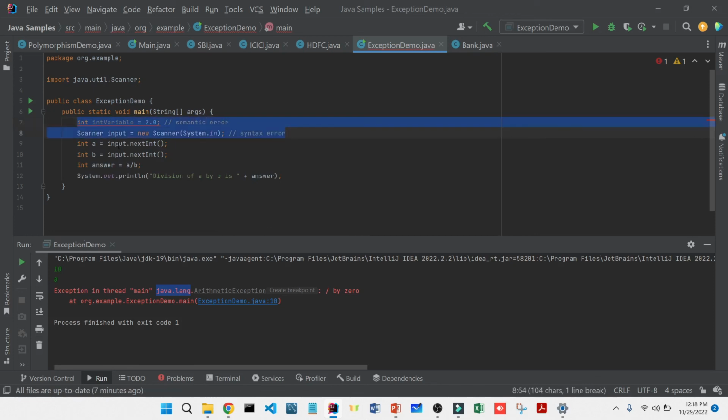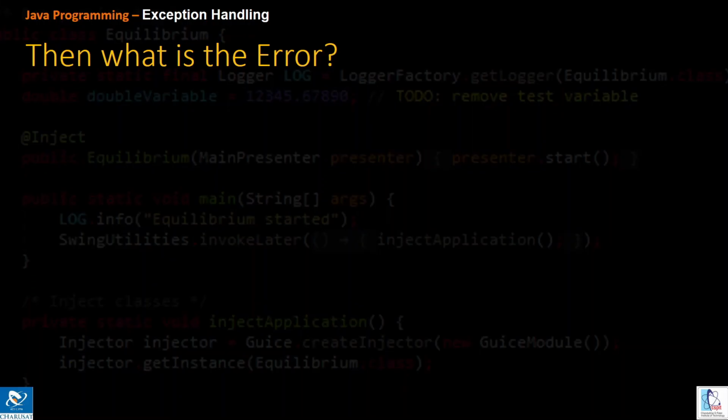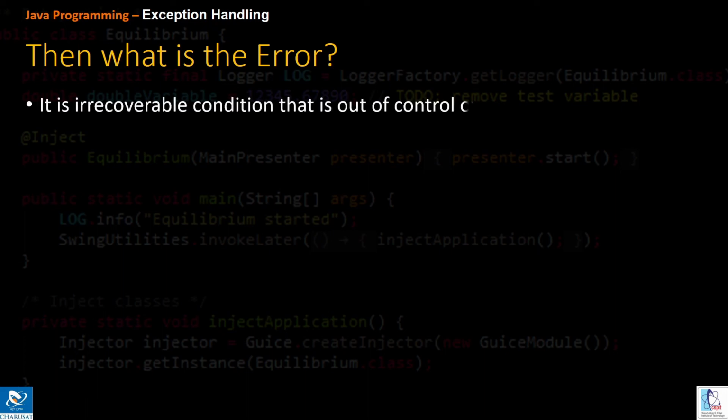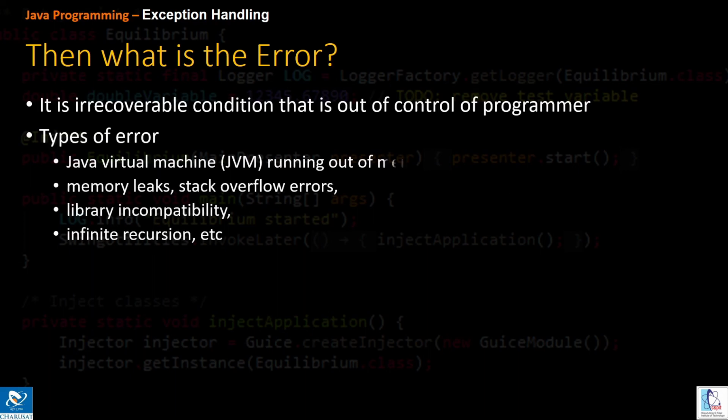So this kind of error could be there, but these things are the programmer's mistake, whereas the exception which was generated over here is not the programmer's mistake. It is the mistake done by the user. That is not in the hands of anyone else, right? So that is the difference between an exception and an error. So then what is an error? It is an irrecoverable condition that is out of the control of the programmer. Types of errors include the Java virtual machine running out of memory, which is not in our hands. Also memory leaks, stack overflow errors, library incompatibility, infinite recursion. All these are examples of errors, right?